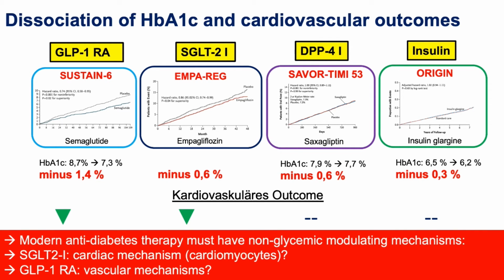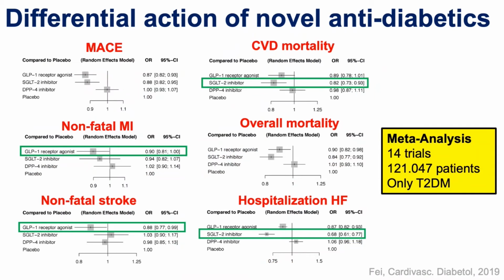So this is indicating that modern anti-diabetes therapy must have non-glycemic modulating mechanisms, likely a cardiac mechanism for SGLT2 inhibition and likely a vascular mechanism for GLP-1 receptor agonism. This idea is further substantiated by meta-analysis, such as the one shown on this slide, published in 2019, that shows that in particular vascular complications such as non-fatal myocardial infarction and non-fatal stroke are only lowered by GLP-1 receptor agonism, but not by SGLT2 inhibition. SGLT2 inhibition on the other side, and that's shown on the lower right side here, is pretty effective in reducing cardiovascular complications that are caused by heart failure.